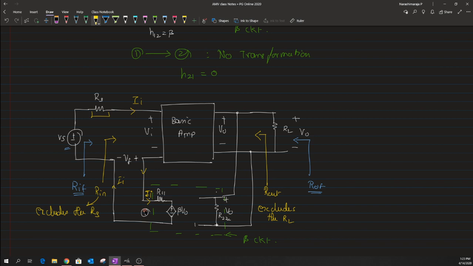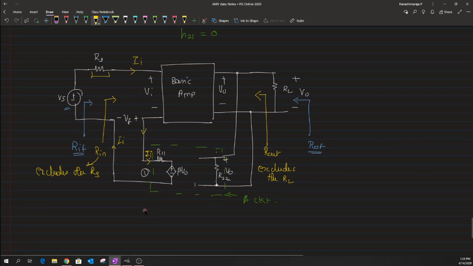Clear? Yeah. So I hope this is clear, and we are ready to discuss the different quantities that we have mentioned here. The next quantity that we really want to emphasize here is that we want to push all those non-ideal characteristics of the signal source, the load, as well as the feedback network. We want to remove all those non-idealities and push all of them to this basic amplifier.